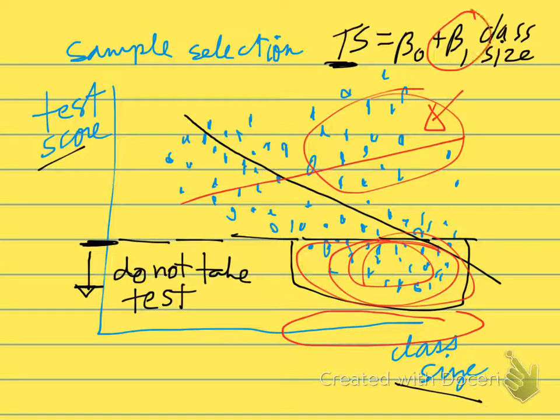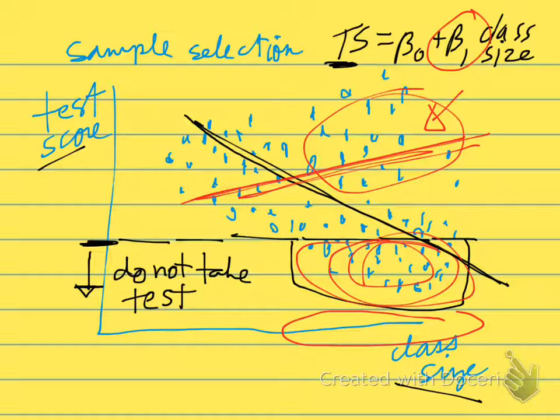Our interest is in the slope beta 1. How much does class size affect test score? If we didn't have sample selection, we would estimate the black line. But with sample selection, we instead estimate a biased coefficient. It looks like it's upward sloping. So that's a nice example of where sample selection matters.